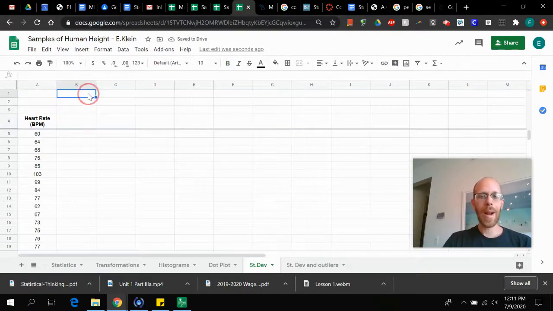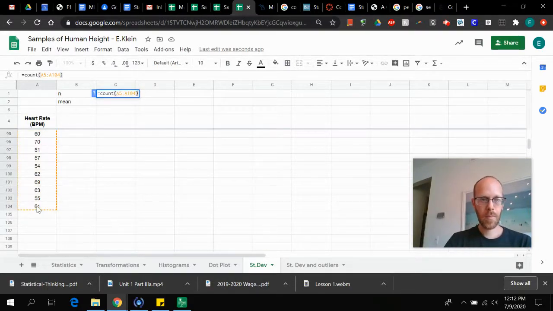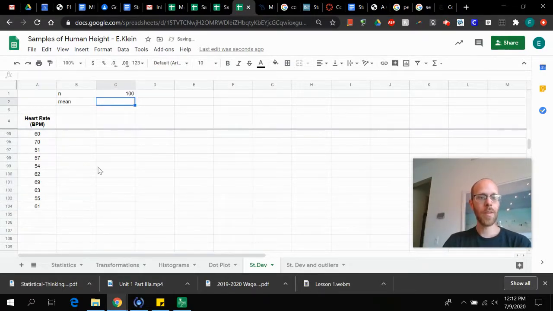Well, we know that the process uses this formula, and this formula requires that we have n, the sample size, and the mean. So let's start by calculating those. The sample size we can get by saying the count of all of these measurements. So I just highlighted each one of the cells that we're going to be working with, and that tells us that we have 100 heart rate measurements.